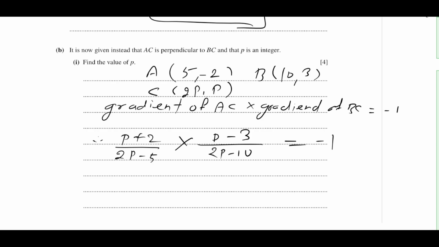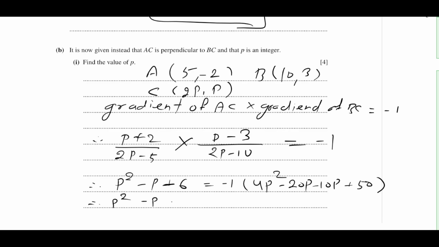So we will get a quadratic equation. Here it is P square minus 3P plus 2P is minus P, minus 6, equal to minus 1 times, I will multiply this, 4P square minus 20P minus 10P plus 50. So P square minus P minus 6 is equal to minus 4P square minus 20P minus 10P, minus 30P, and plus 50.